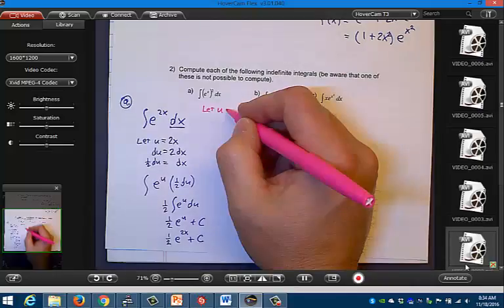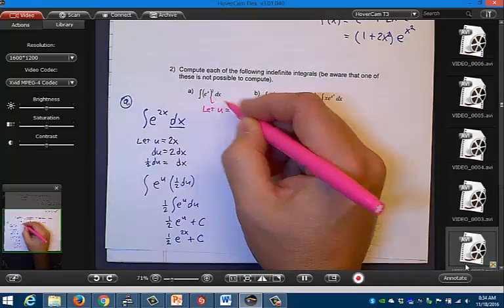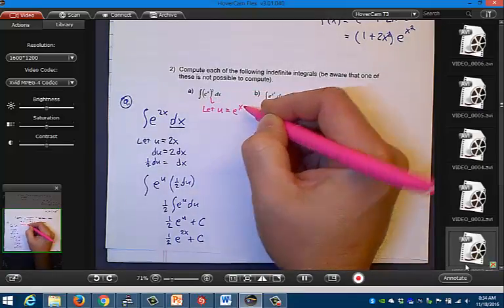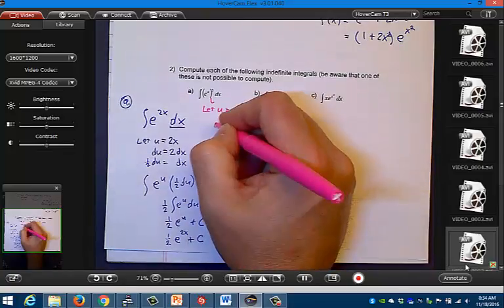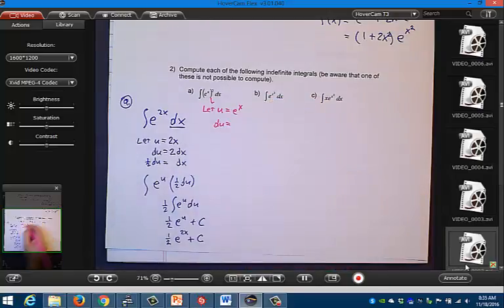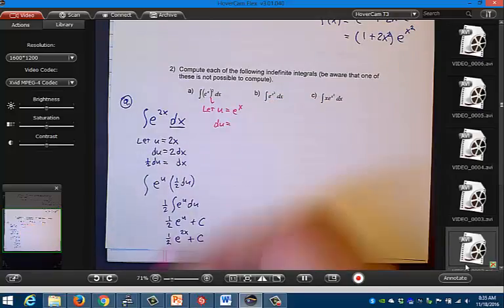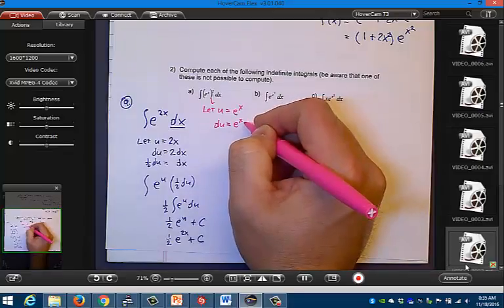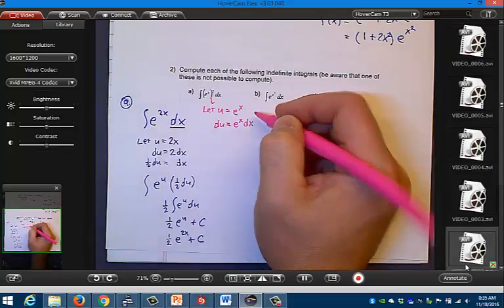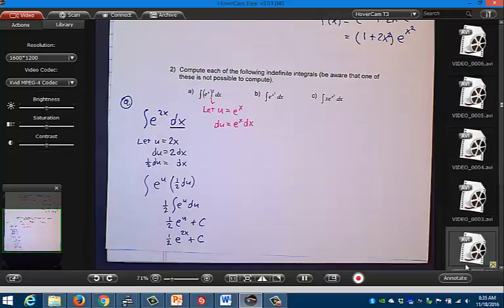So we're going to let u, same problem, let u equal e to the x. Try it. Write down what du would equal. That's easy. What's it equal? E to the x dx. I'm going to ask you the same question I usually do. Do I have an extra e to the x dx? I kind of do, right?